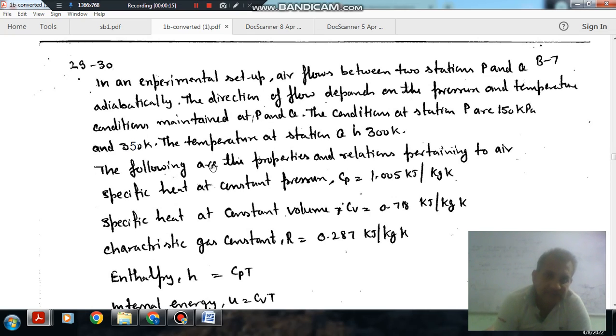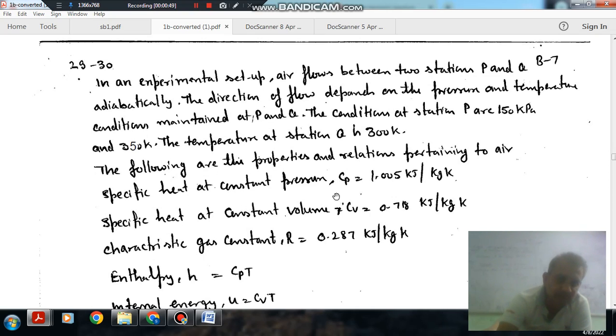In an experiment setup, air flows between two stations P and Q adiabatically. The direction of flow depends on the pressure and temperature conditions maintained at P and Q. The conditions at station P are 150 kPa and 350 Kelvin. The temperature at station Q is 300 Kelvin. The following are the properties and relations pertaining to air.